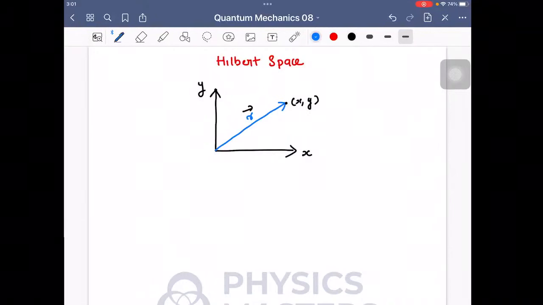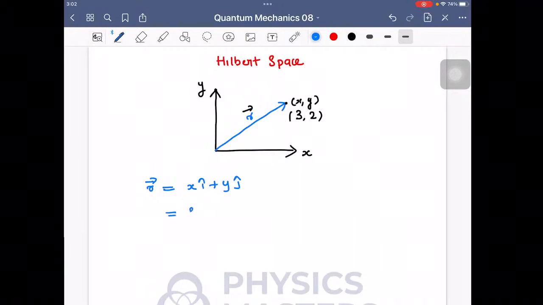Now we know that in vector notation, this vector r can be written as r equal to x i cap plus y j cap. Let this x coordinate be equal to 3 and the y coordinate equal to 2. Then this vector r you can write as 3 i cap plus 2 j cap. So this is a two-dimensional vector, and you can see that this vector lies in the two-dimensional space.